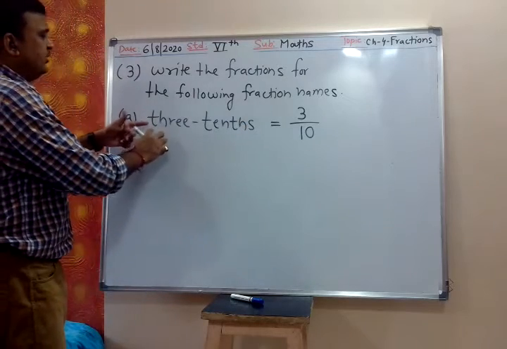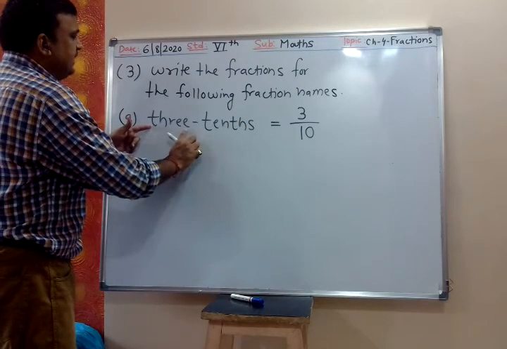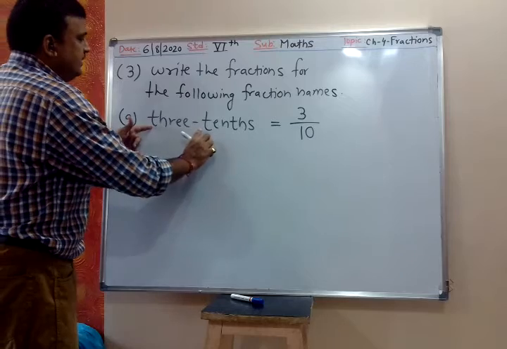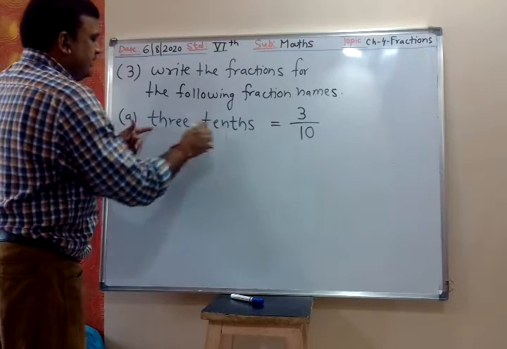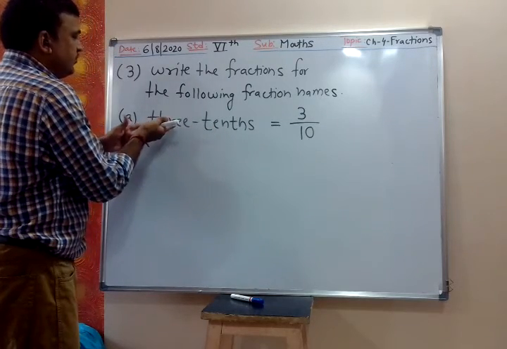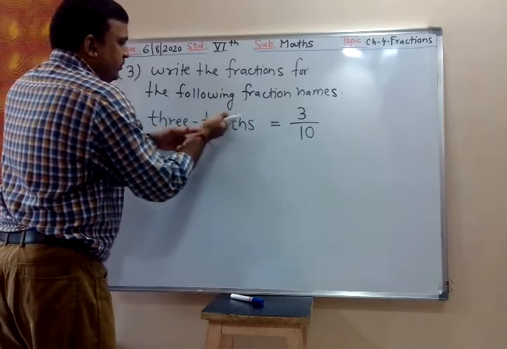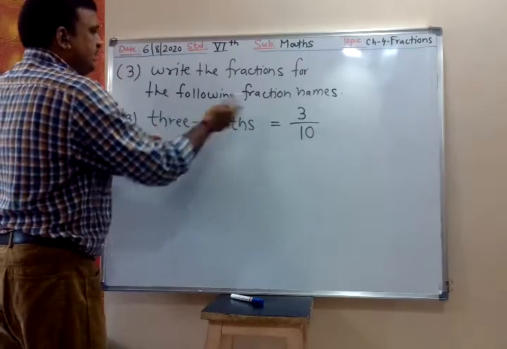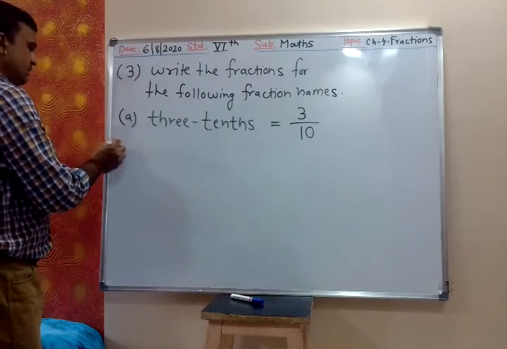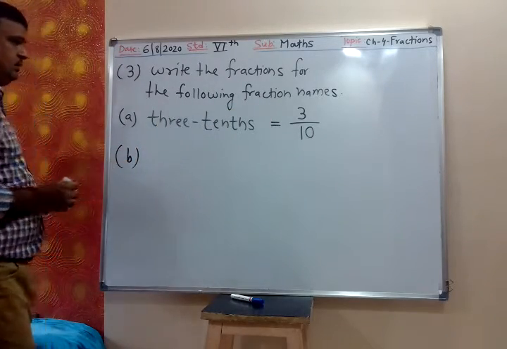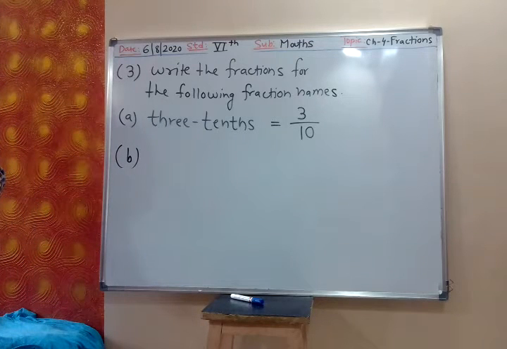Yes, that is what I am telling you. 3 means the first part, and tenths you have to write in the denominator. So 3 you have to write in the numerator and the second part you have to write in the denominator. So this is 3 upon 10.